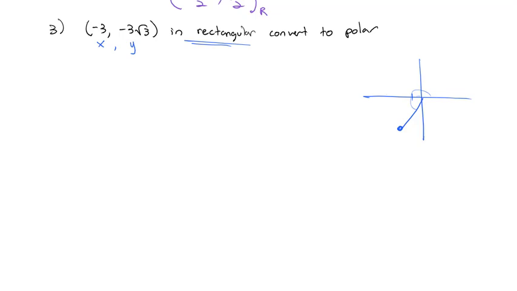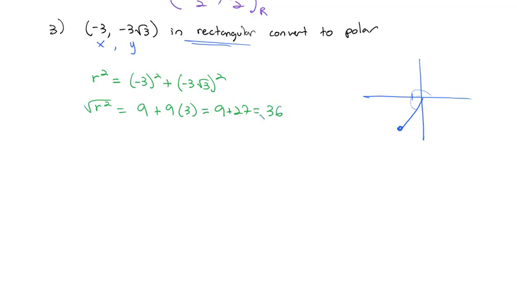So what I'd first use is the Pythagorean identity to find the radius. The radius squared is equal to x squared plus y squared, which means the radius squared is equal to, in this case, 9 plus 9 times 3 after I square, or 9 plus 27, 36. Take the square root of both sides to find that the radius here actually is equal to 6.